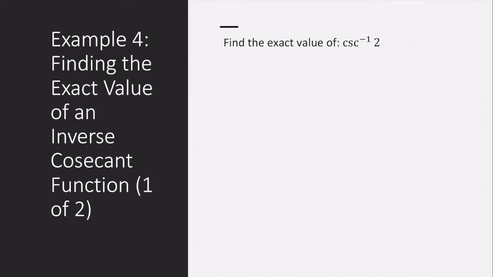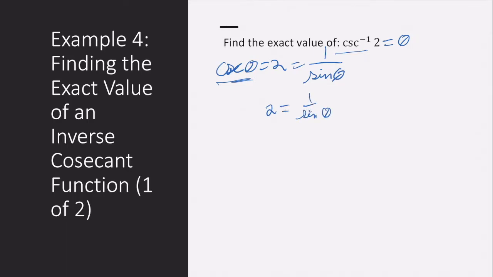So let's go ahead and find the exact value of arc cosecant of 2. That could be rewritten as theta, right? Our cosecant of theta is 2. Well, cosecant is 1 over sine of theta. So now I have 1 over sine of theta is 2. 2 equals 1 over sine theta, because we substituted in for cosecant.